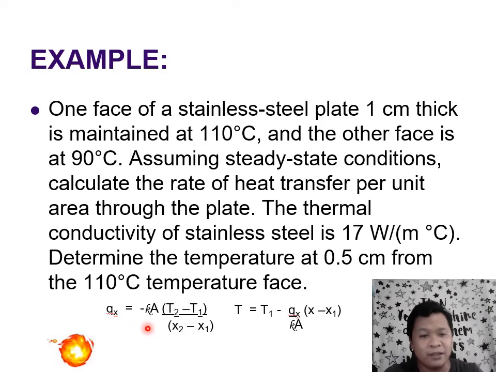per square meter, and you plug in that value here, tapos yung X papalitan mo ngayon ng 0.5 to get the temperature at 0.5 cm or halfway through the thickness of the plate. Since this is linear, even without doing this calculation, you would probably interpolate that the temperature is also halfway between this interval. Therefore, 100 degrees C makukuha mong sagot dito, no?